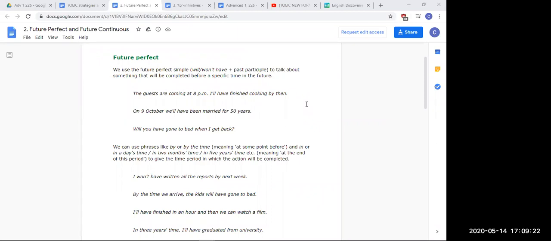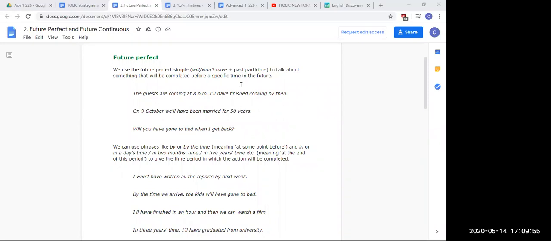Basically, when we use the future perfect, we're talking about an action that will happen between now and a time in the future. So in our forum, I wrote in 10 years. So something that will happen to you between now and 10 years in the future. And to do this, we use the future perfect.